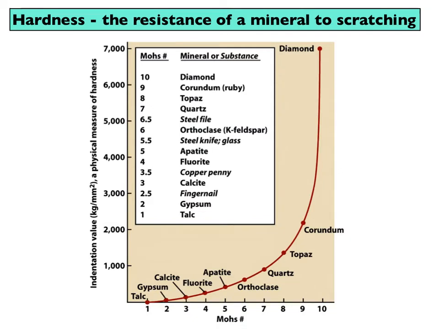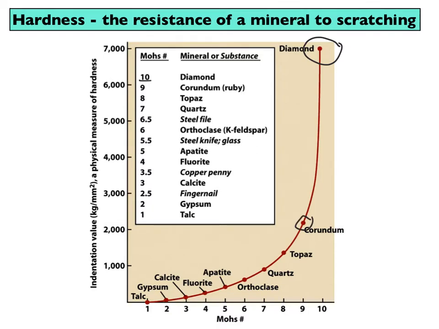Hardness. Hardness is the resistance of a mineral to scratching. If you saw the other lecture that I posted on minerals, then you'll remember that the hardest mineral out there in the world is diamond. So it is a 10 on the Mohs hardness scale. But I want you to notice that the Mohs hardness scale is actually logarithmic, and so the next hardest mineral, corundum, is actually an order of magnitude smaller.